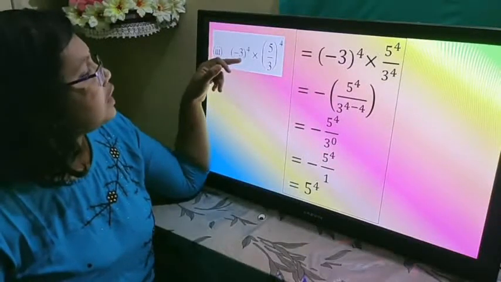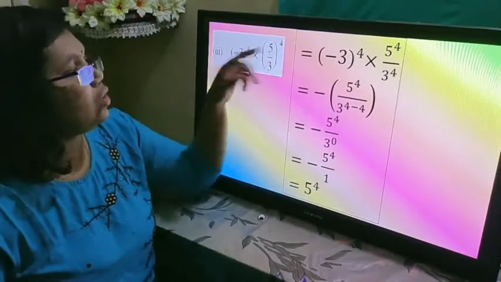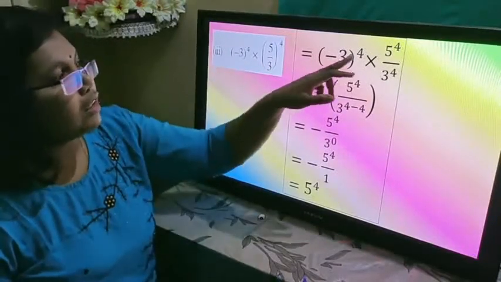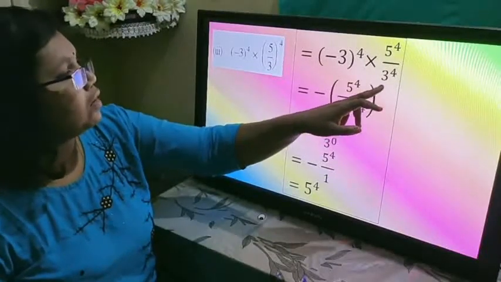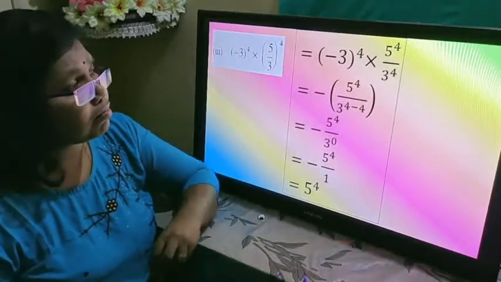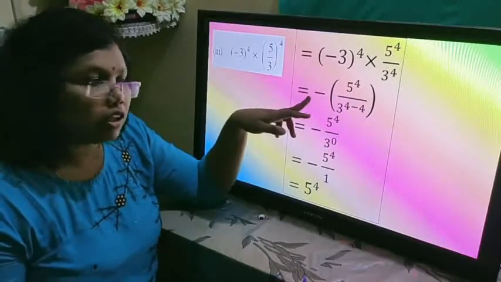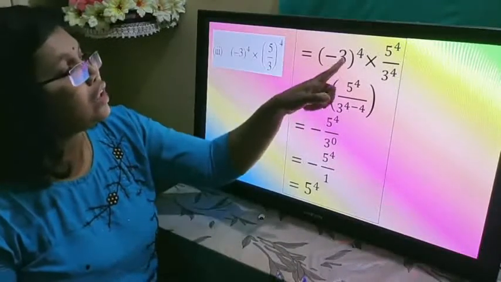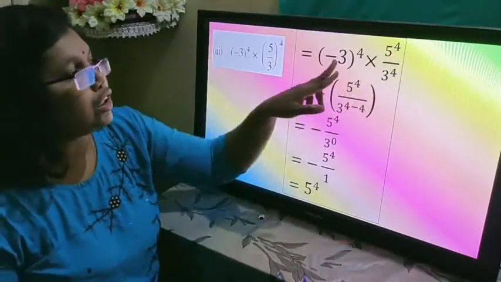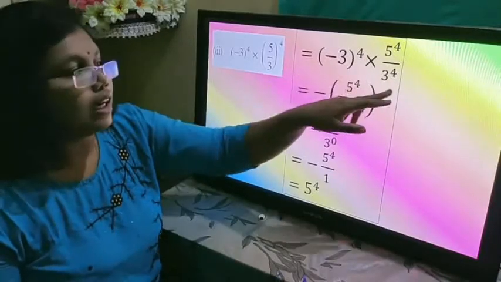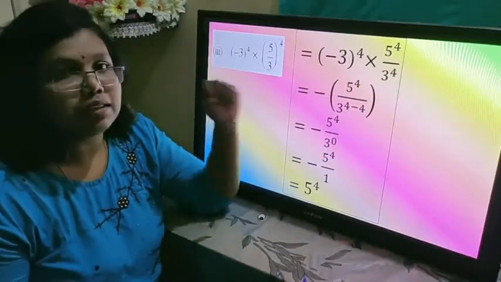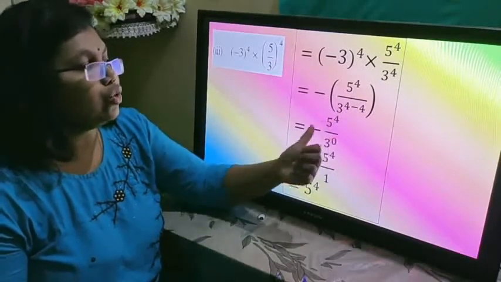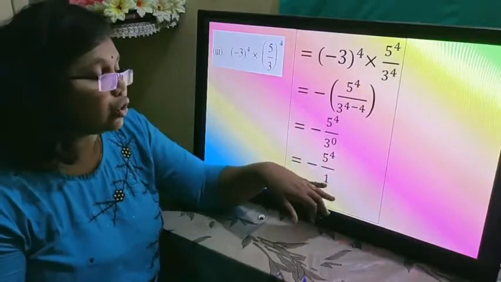Next one, minus 3 raised to 4 multiplied by 5 by 3 whole raised to 4. Now here we are going to multiply. So what we do? Minus 3 raised to 4 into 5 upon 3 raised to 4. The minus sign comes out of the bracket here, because minus and plus becomes minus. So 3 raised to 4, 5 raised to 4 upon 3 raised to 4. Here it is multiplication and here it is division, numerator and denominator. There is a division taking place, that is why we subtract 4 minus 4, that is 3 raised to 0, and 5 raised to 4 as it is here. So minus 5 raised to 4 upon 1.